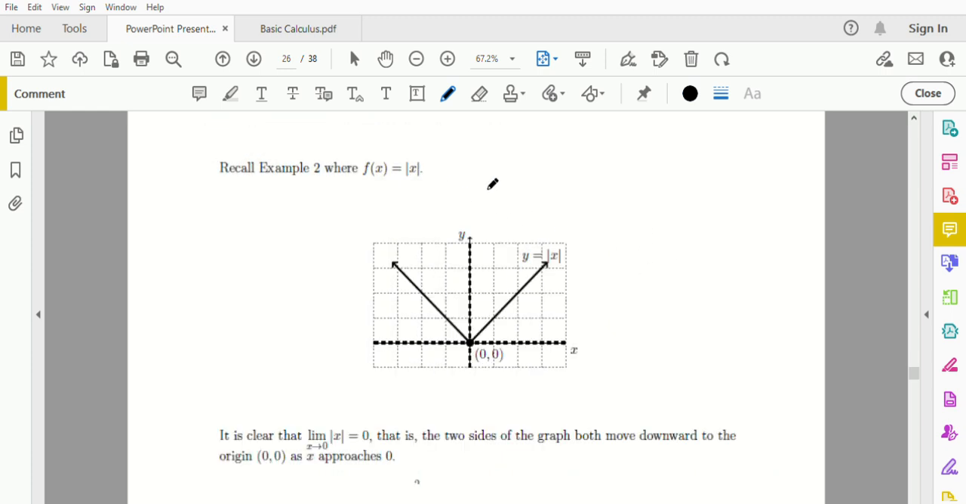Next we have the example, absolute value of x. From the left, take note, it approaches here. From the right, it approaches here. So it's at y equals 0, the point 0, 0. So the limit of the absolute value of x is 0.